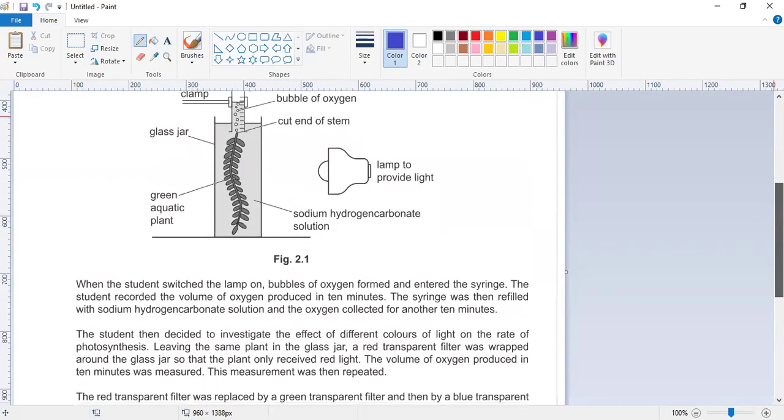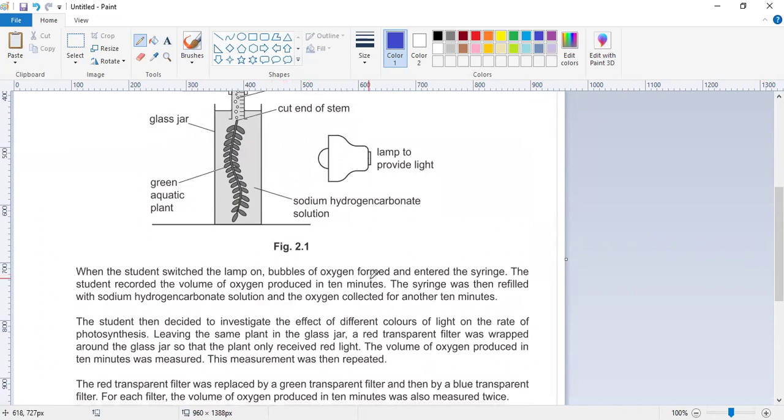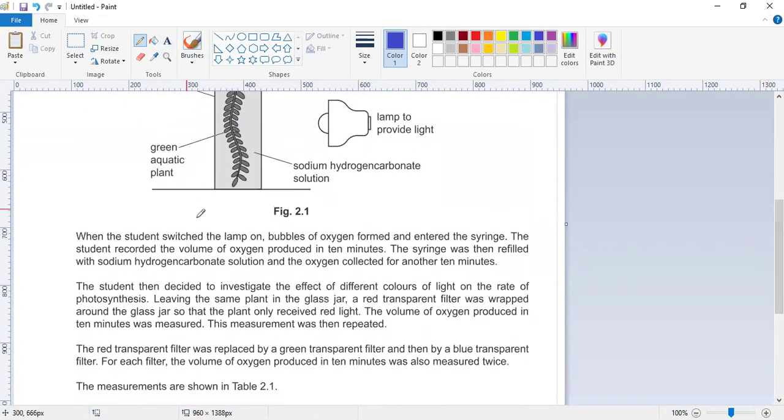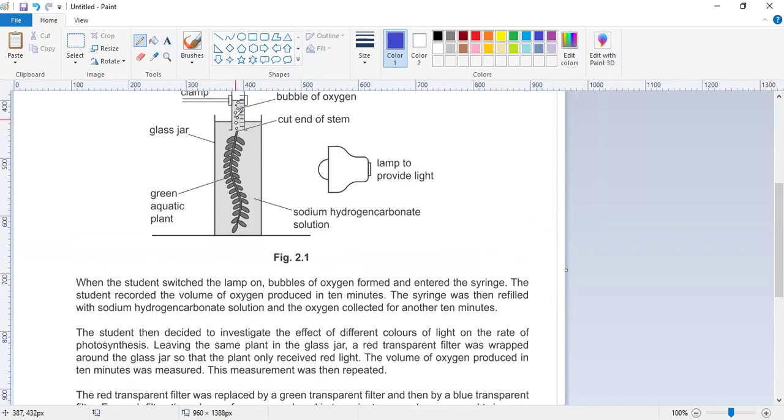Now when the student switched the lamp on, bubbles of oxygen formed and entered the syringe. Initially, it was completely filled up to here. The solution was up to here. Water was up to here. But after some time, when the student switched the lamp on, bubbles of oxygen formed and entered the syringe. You can see in the diagram they have shown the bubbles entering into the syringe.